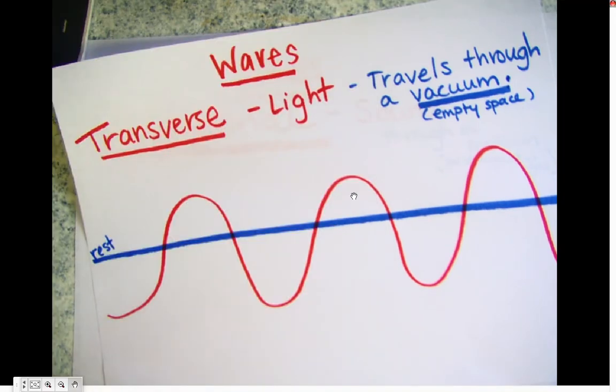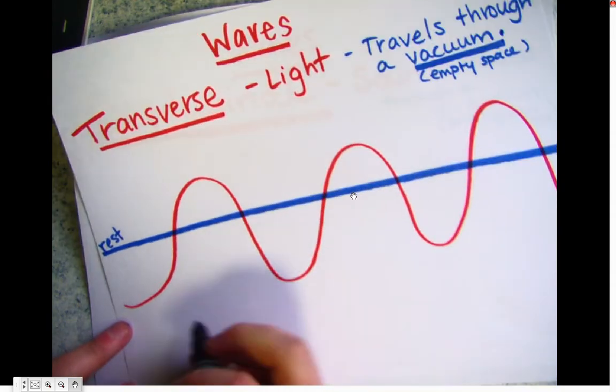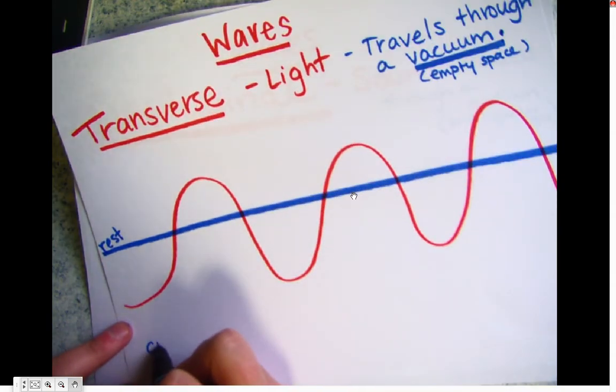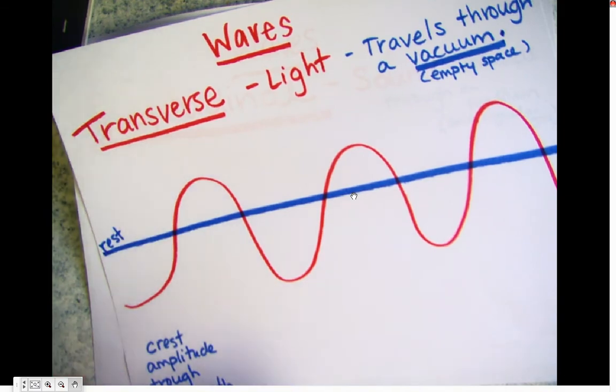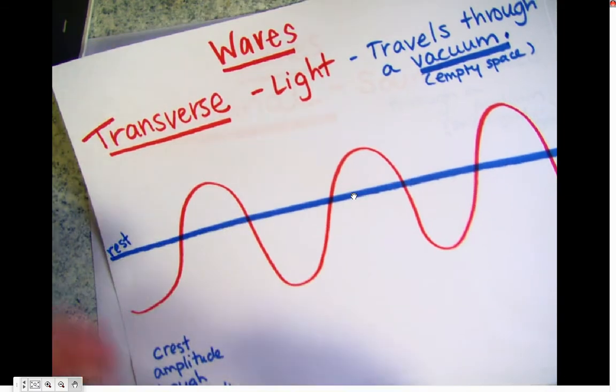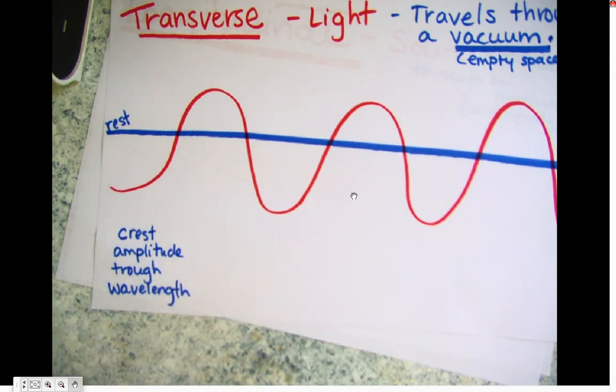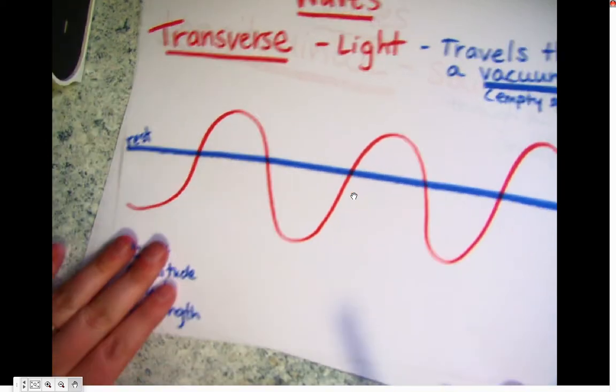So in a transverse wave, you've got a crest, amplitude, trough, and a wavelength. And when I'm in class, we are going to look at frequency, so how often this wave is occurring. Now, let me move this.